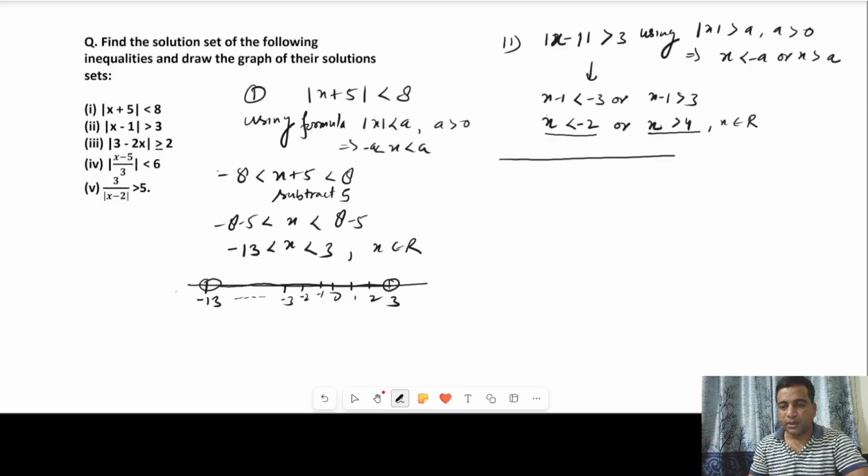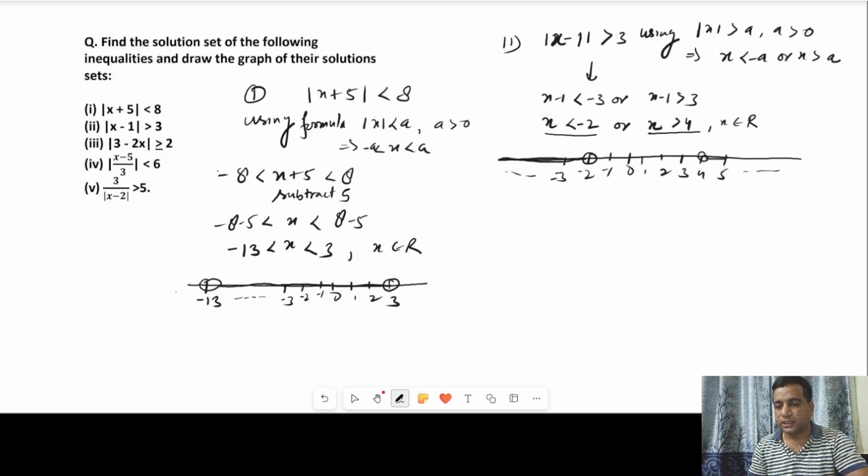Represent on the number line. Let this be 0, -1, -2, -3, and so on. And let this be 1, 2, 3, 4, 5, and so on. So x is strictly less than -2, so -2 is excluded, and less than -2 belongs to this region. And x is strictly greater than 4, so 4 is excluded, and greater than 4 is this region. It's the graphical solution.